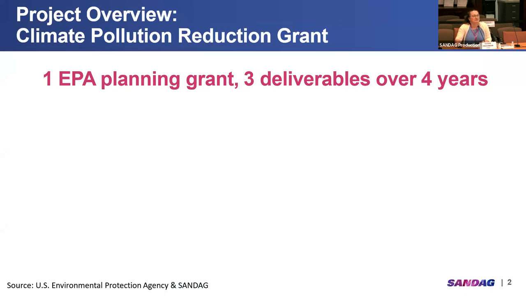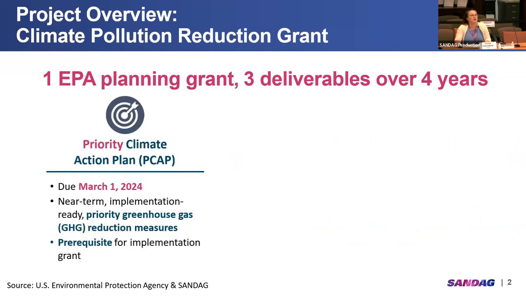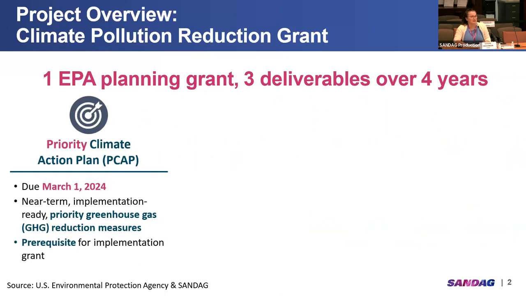So first, a bit of an overview of this. EPA calls it their Climate Pollution Reduction Grants. It's one grant that came into SANDAG, with three deliverables over 4 years. The first part is this near-term effort called a Priority Climate Action Plan, or PCAP, and is due to EPA on March 1st. The focus is near term, meaning the next 5 years, likely priority measures that reduce greenhouse gas emissions. And it's a prerequisite for a much bigger pot of competitive funding coming up that I'll talk about in a future slide.